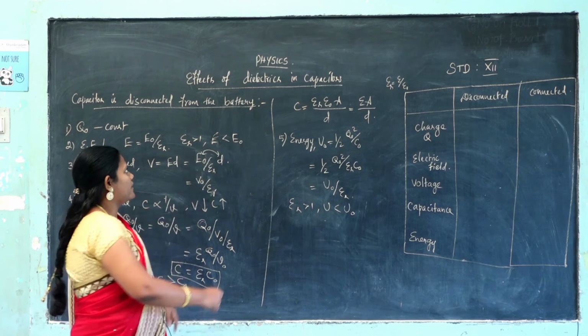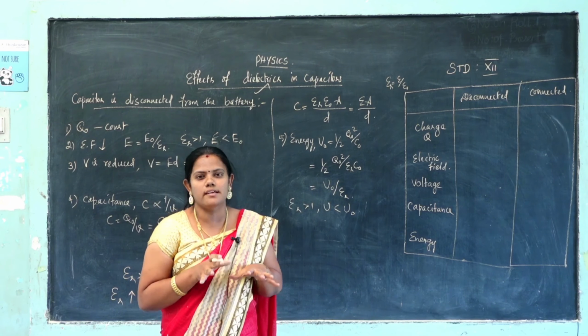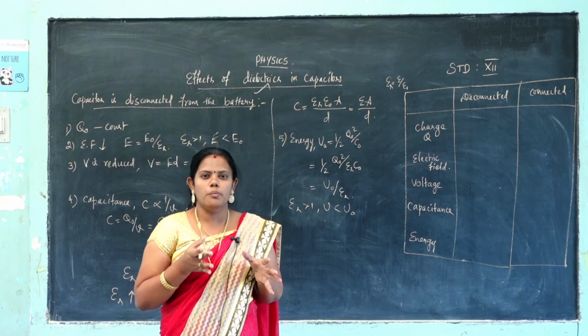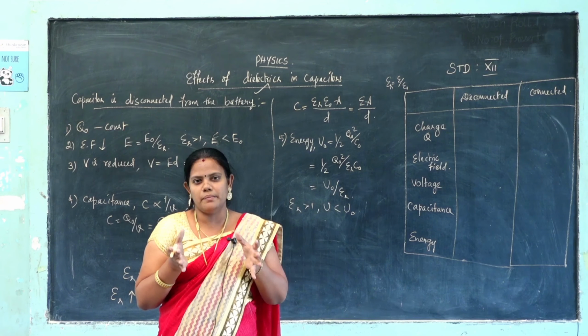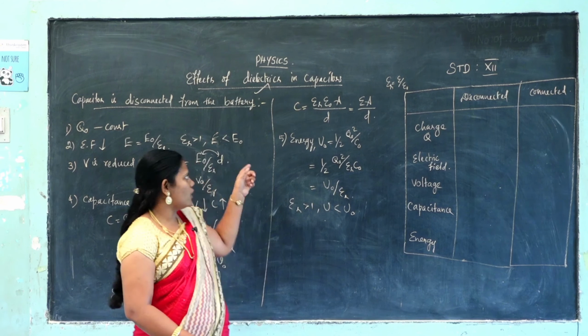First, what is a dielectric? A dielectric is nothing but an insulator. What is an insulator? It is kept in between the two capacitor plates and does not conduct the electric field from one plate to another plate. So that is called a dielectric.